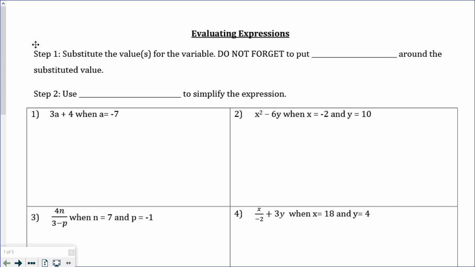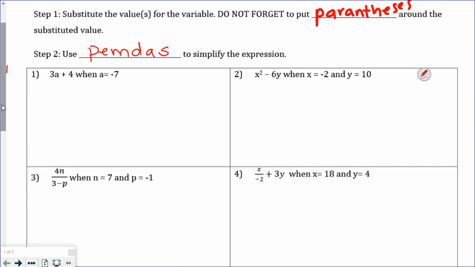Just make sure you're showing all of your work, please. I need to see all of the steps. So step 1, substitute the value for the variable. Do not forget to put parentheses around the substituted value. Okay, then we're going to use PEMDAS to simplify the expression. Basically the only thing that's different that we're doing is substituting in a number for a letter.